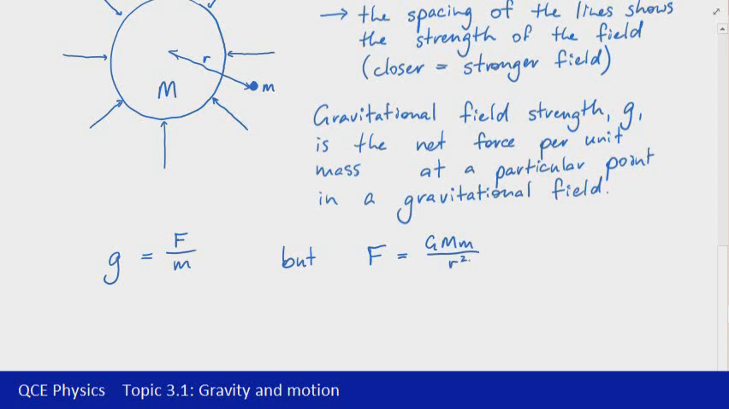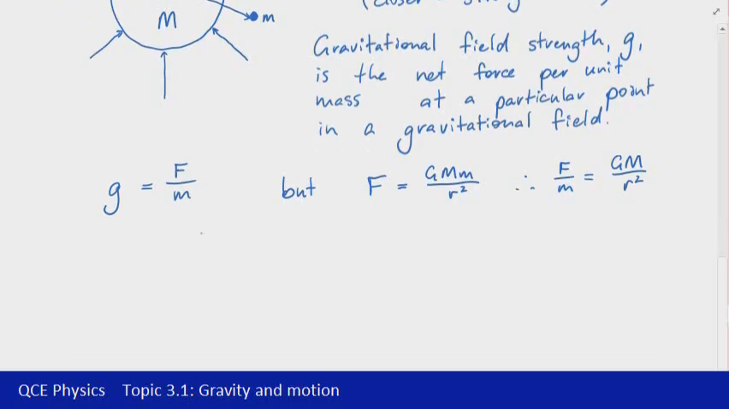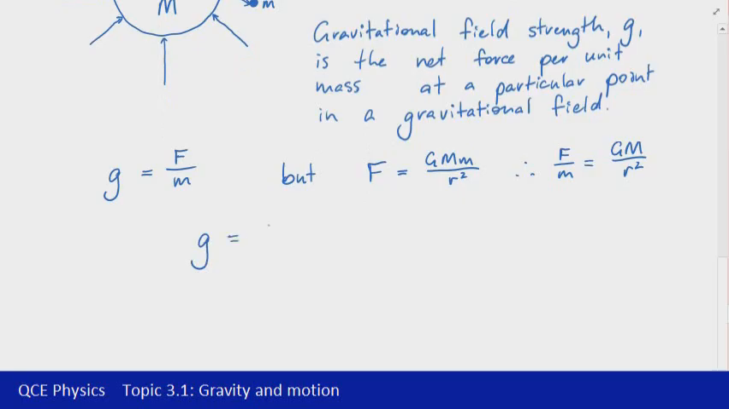So we can therefore rearrange that. We can get this expression of F over m out of that. So basically we divide both sides by little m, and we end up with G capital M on r squared. So this is the reason why we're using lowercase m and uppercase M. So if we equate those two, we know that g is equal to F on m, and we know that F on m is actually equal to G capital M on r squared. So that equation's in the data booklet.